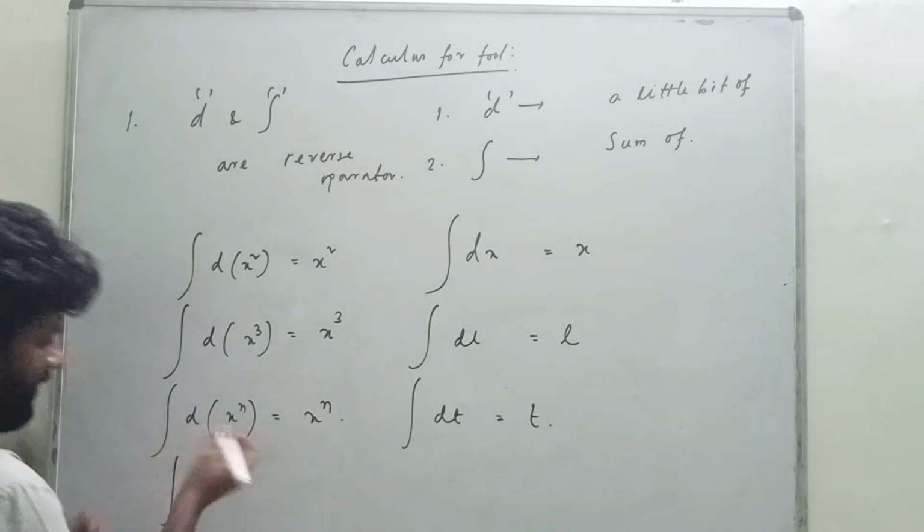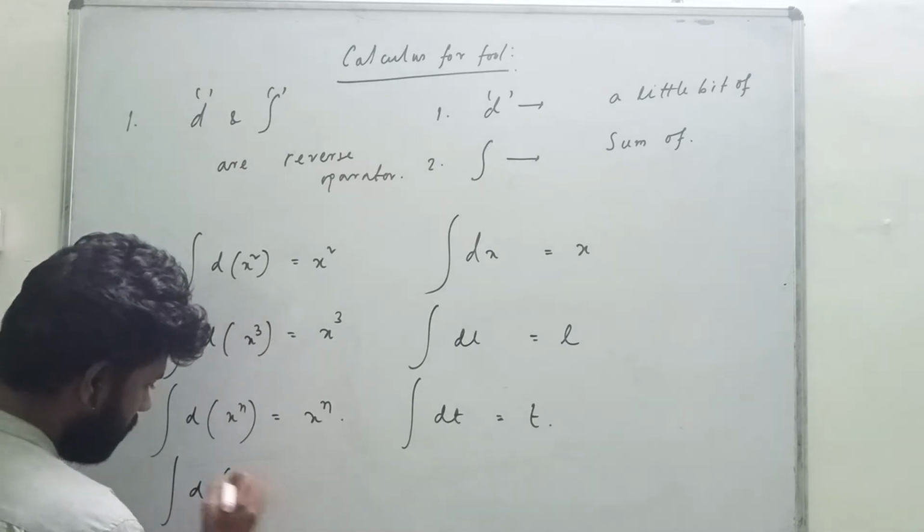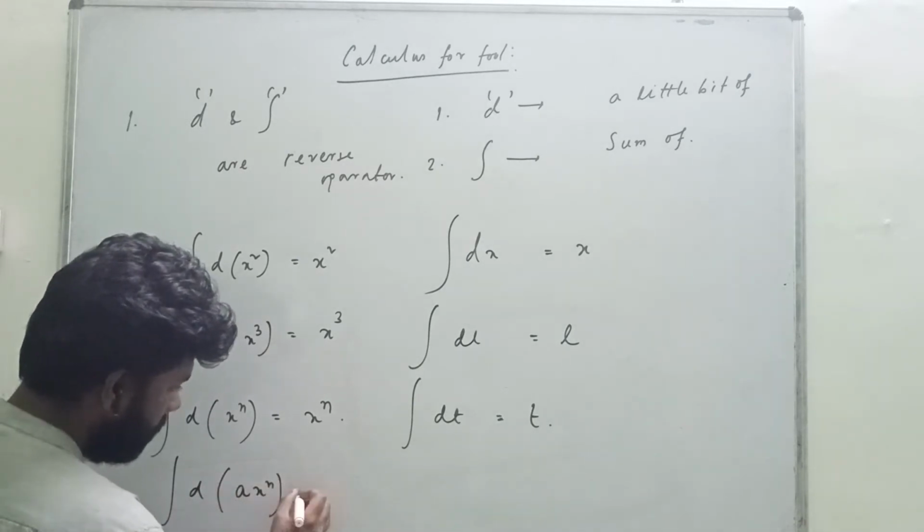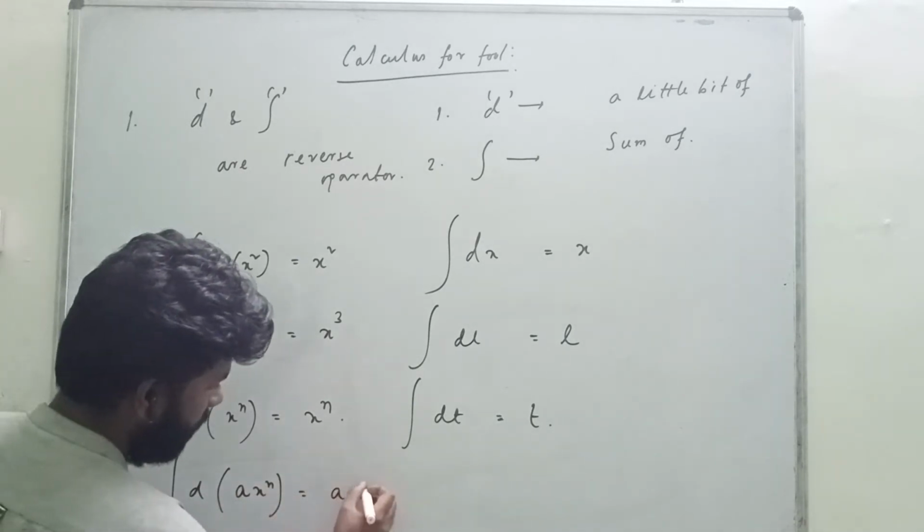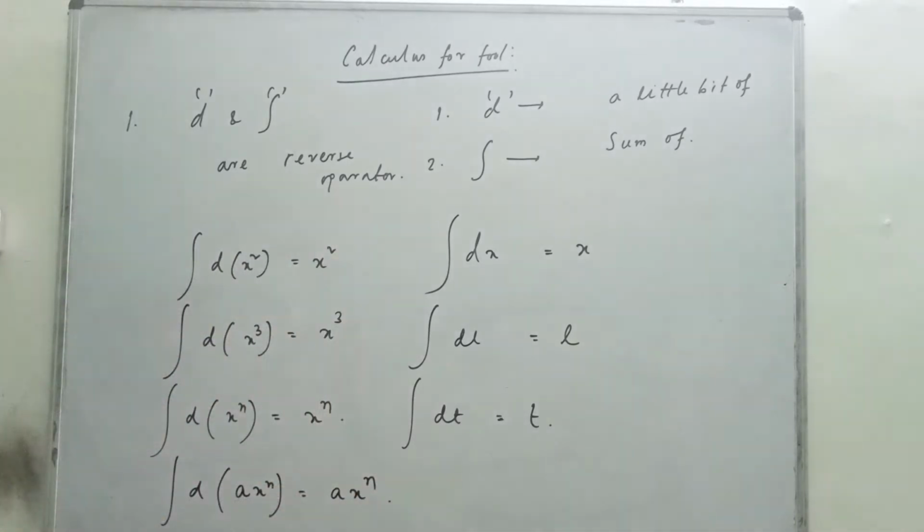The same thing applies with some constant times x to the power n; then obviously you get the constant times x to the power n. Just a similar thing. Okay.